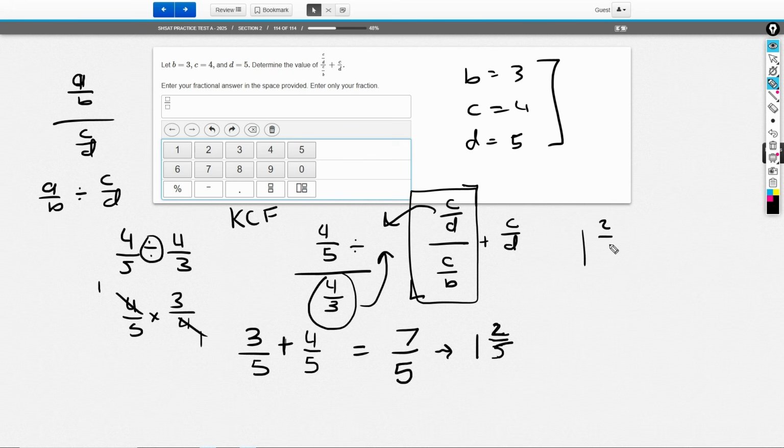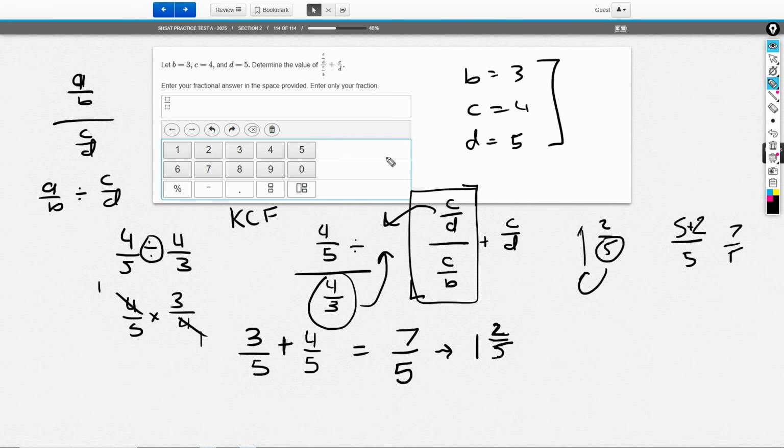If you don't know how to convert mixed numbers back into fractions, you multiply the denominator by the whole number. So that would be 5. 1 times 5 is 5, and you add the numerator, and that becomes your new numerator. So 5 plus 2 is 7. 7 over 5 is the improper fraction, which is what we got.